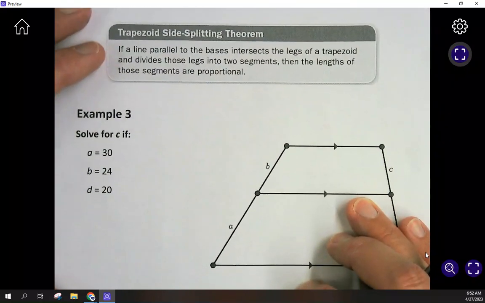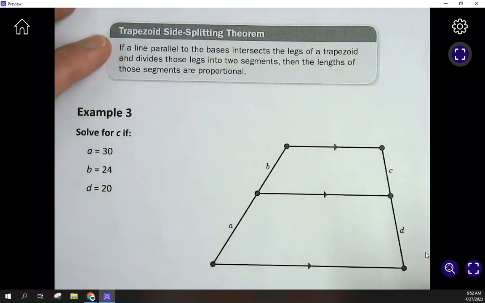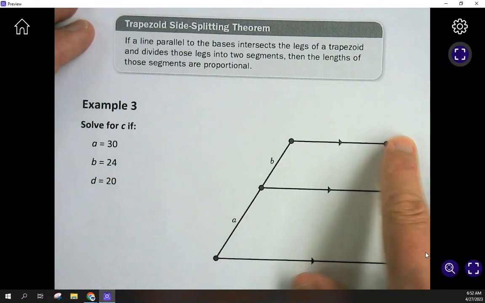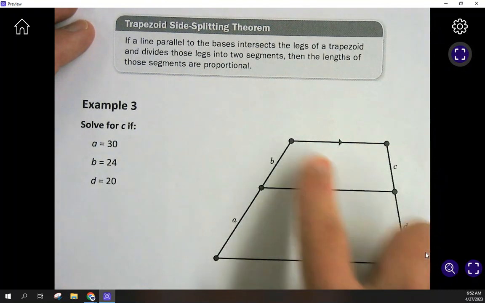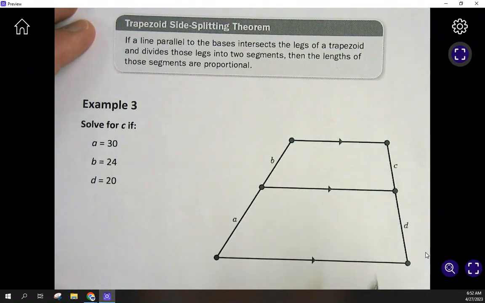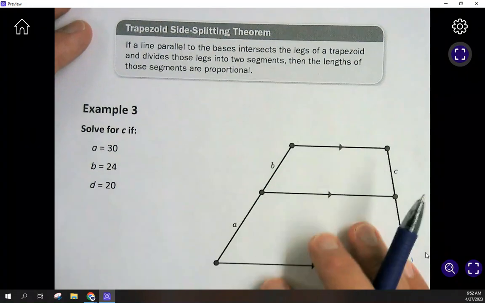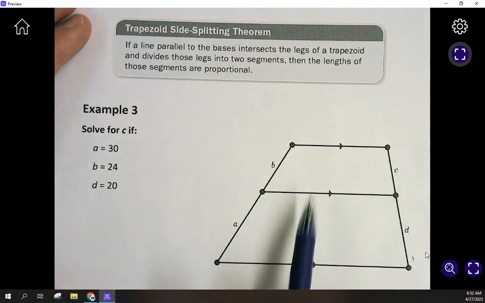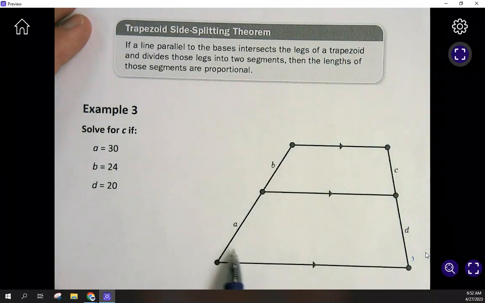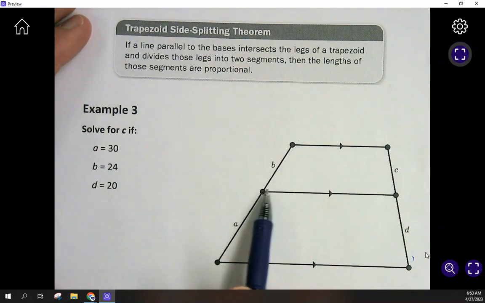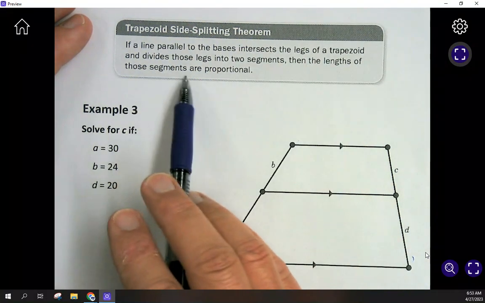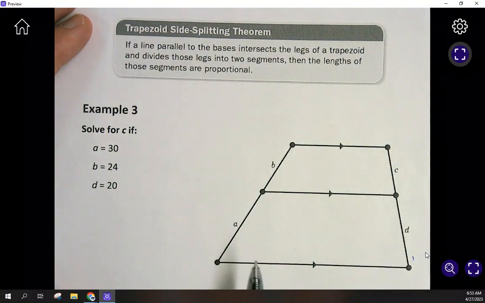All right, and this is also true for any parallel lines that have these transversals going through it. And so two lines that are parallel, if they're connected, form a trapezoid. So I've got this big trapezoid right here. The trapezoid side splitting theorem says the same thing. If there's a line and it's parallel to the bases, remember in a trapezoid, the one pair of parallel sides are the bases. So this is base 1, this is base 2, or vice versa. Now I have another line that's parallel to both of them, and it hits both sides. Then the lengths of those segments created on the side are proportional.